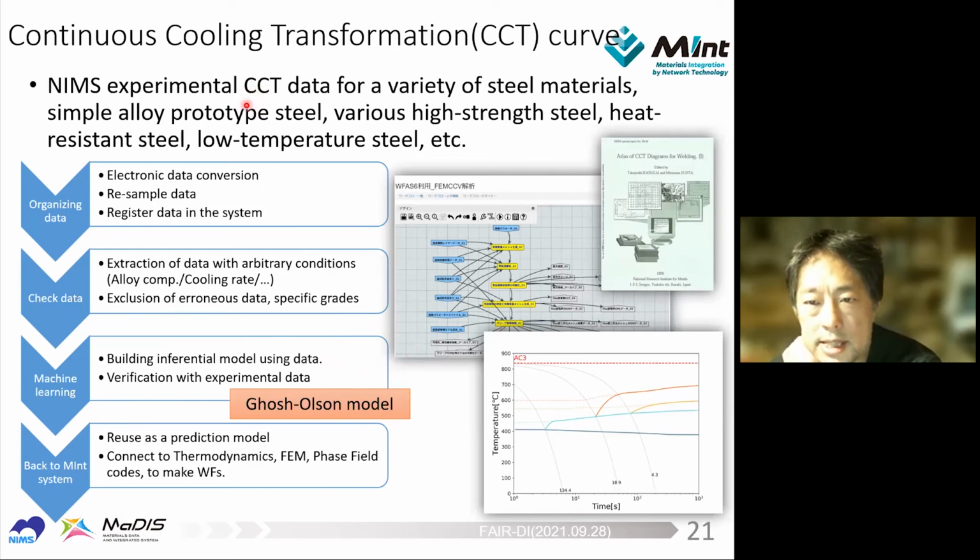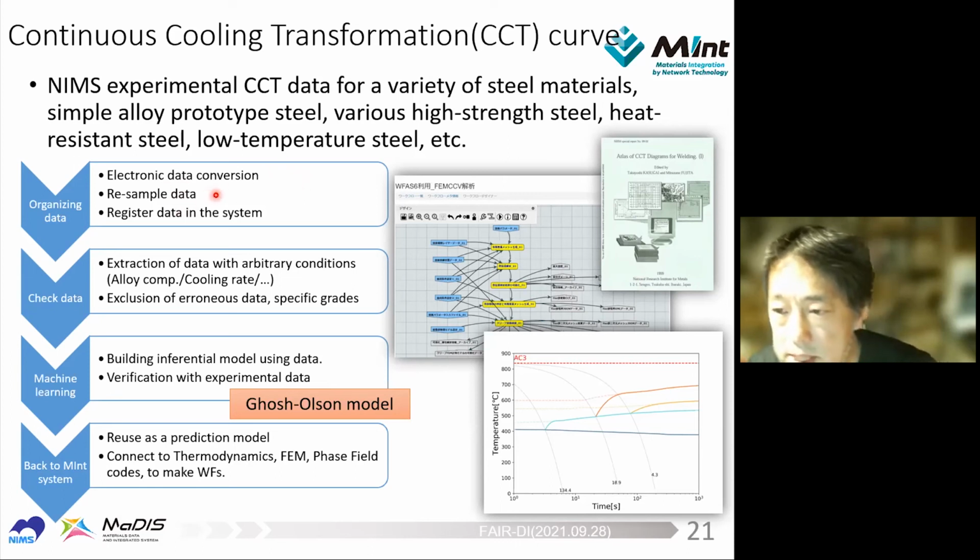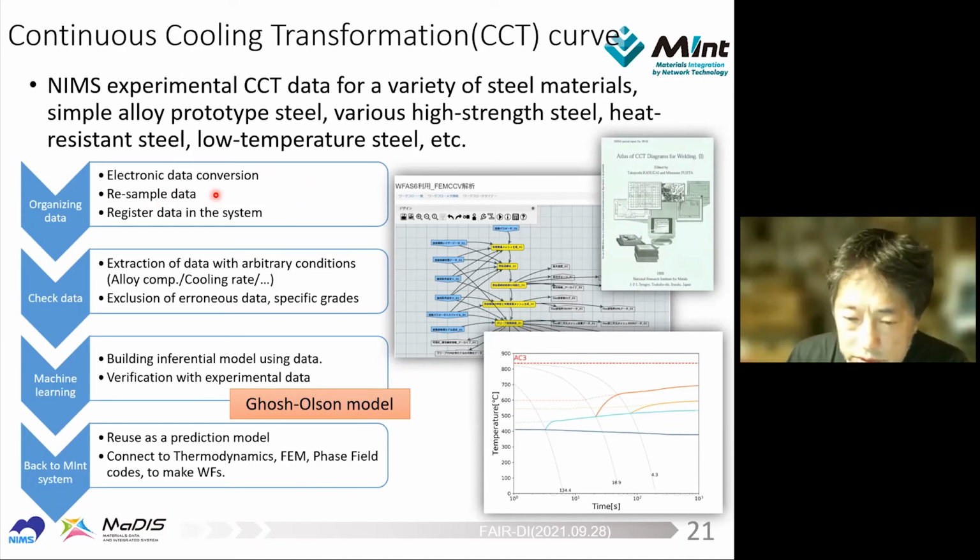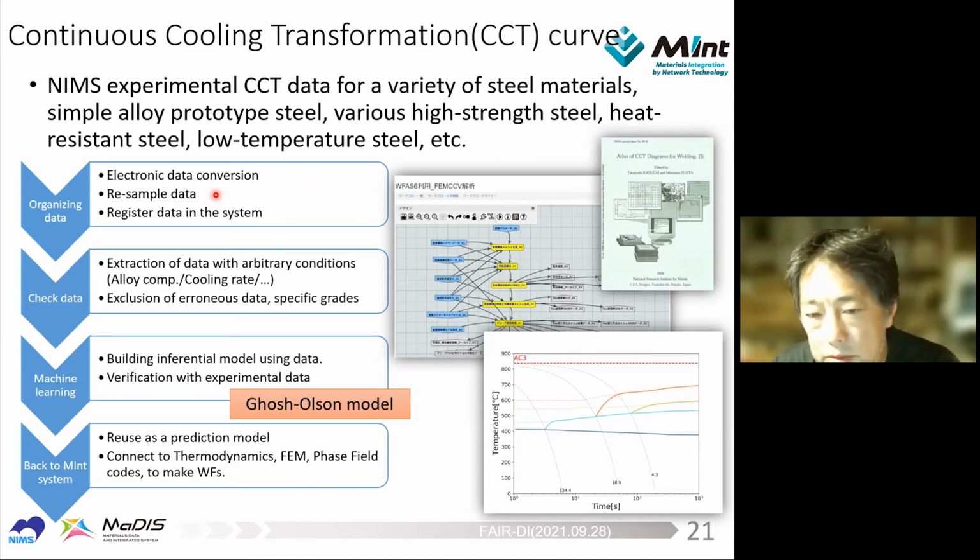And this is the building CCT data, continuous cooling transformation data, which is very important in steel development in order to understand the microstructure or phase transition temperatures and something like that. In our institution, we have several hundreds of CCT data. So we can, of course, build the prediction model of the CCT data by using the composition or cooling speed or something like that.